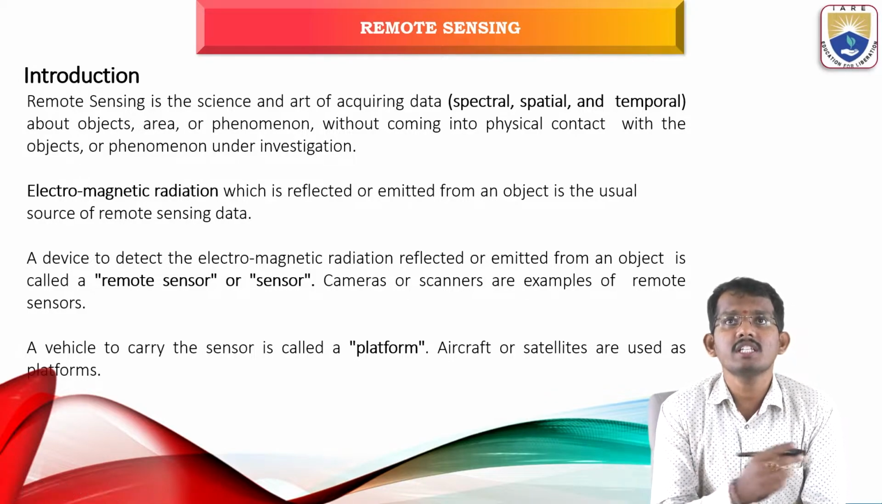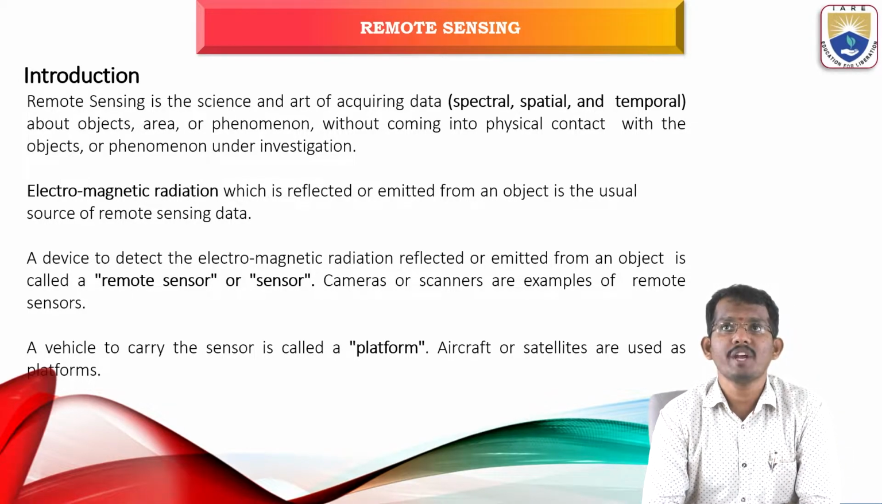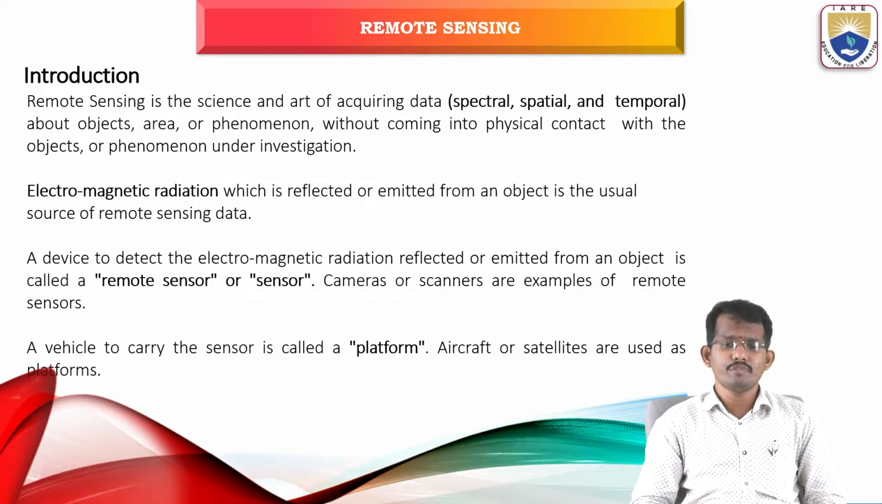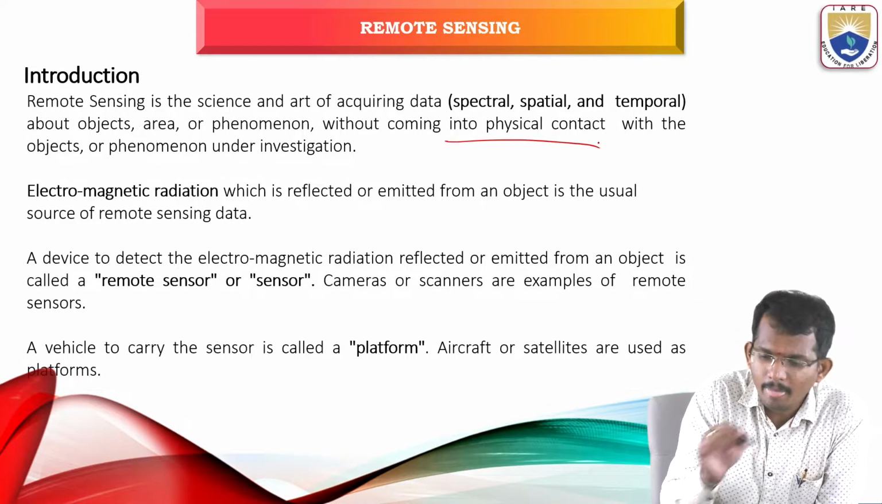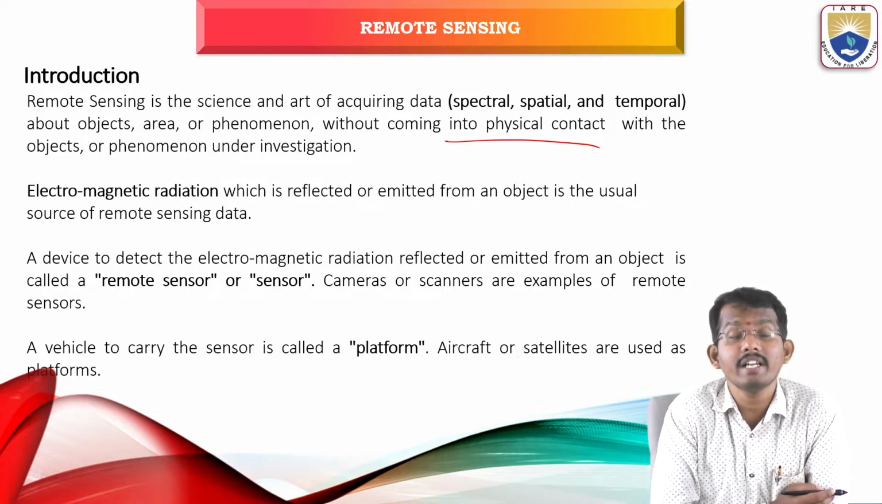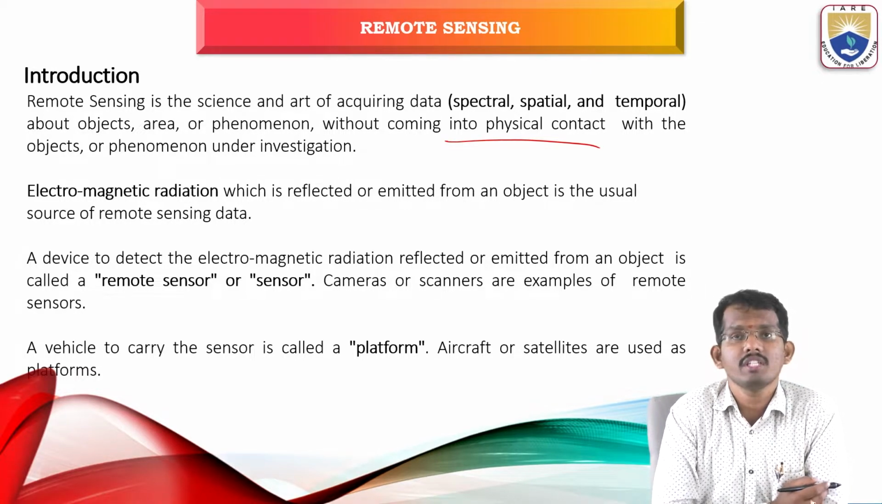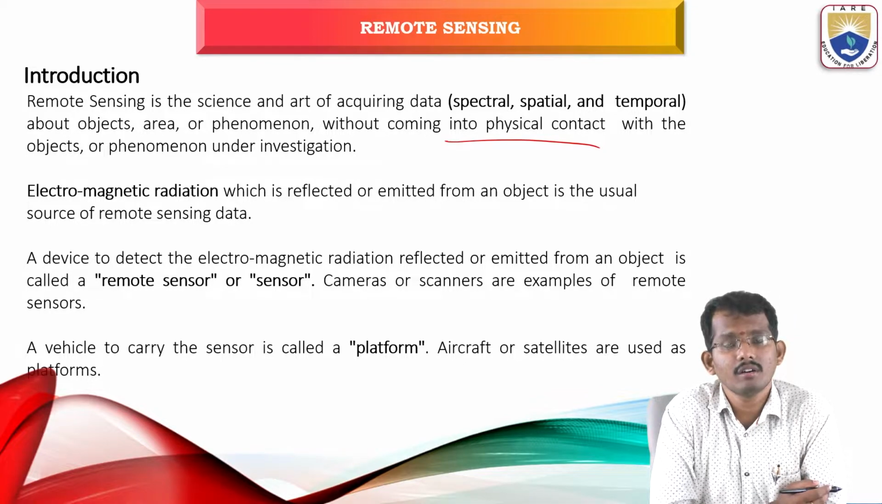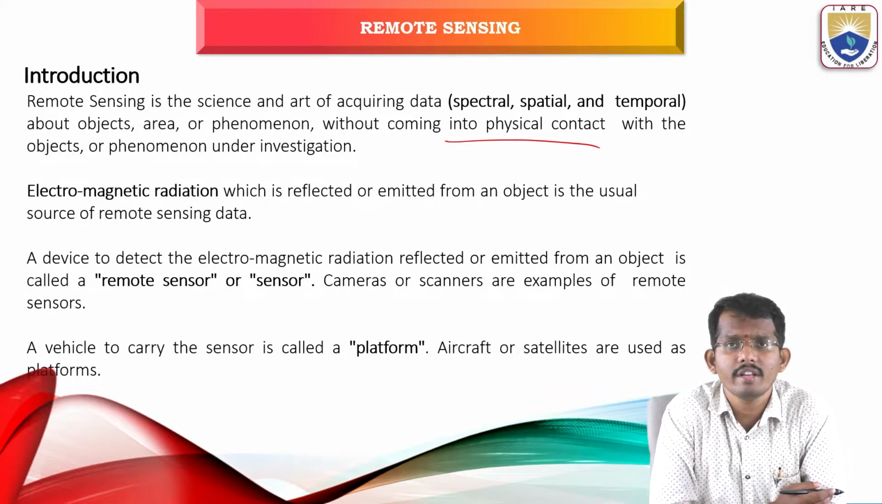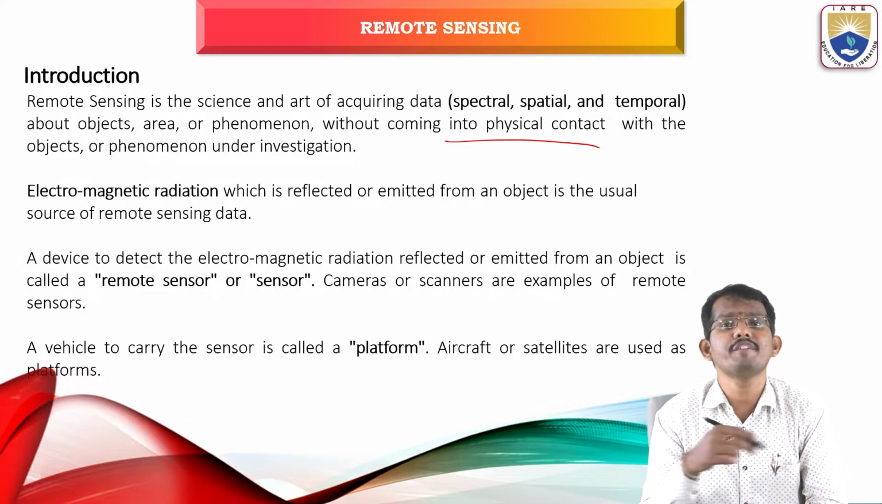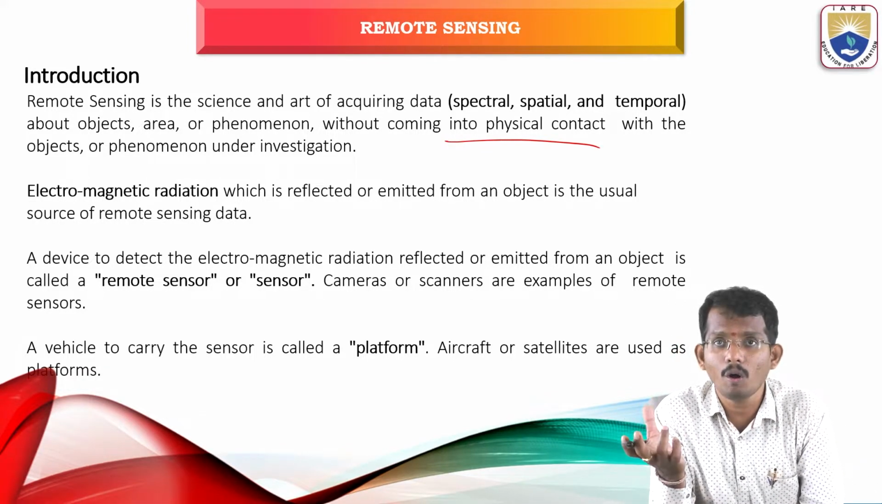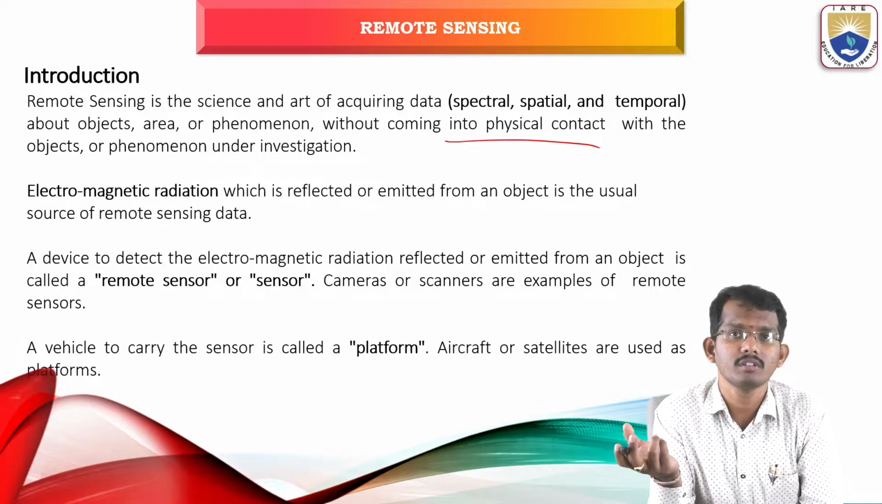Remote sensing is the science and art of acquiring data, spectral, spatial, and temporal, about objects, areas, or phenomena without being in physical contact with the object or phenomena under investigation. So, I want to find the crop or vegetation or capacity of reservoir or water levels in lakes, oceans, rivers or various water bodies. Without being in physical contact, I can extract the volume or capacity of those.